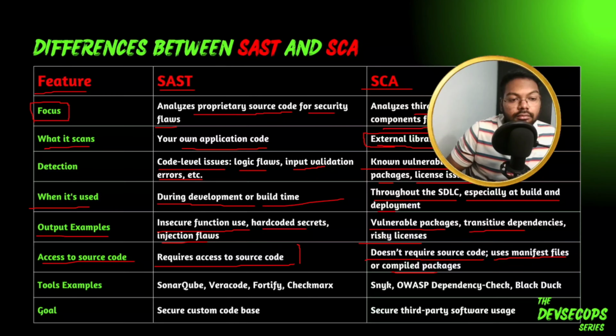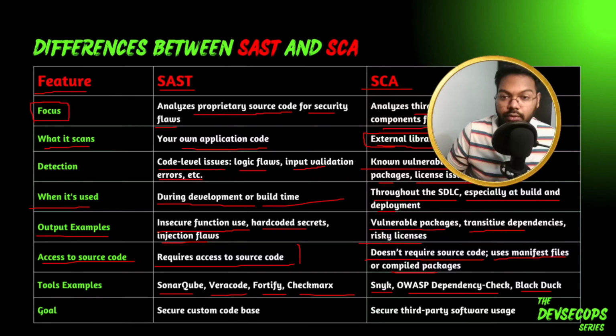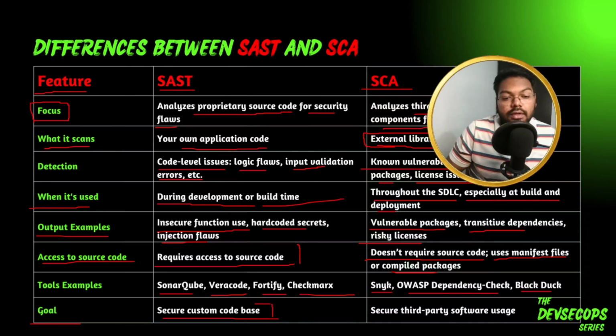Then what are the different tool examples? We will look at the tools as well. For SAST, we have seen SonarQube, Veracode, Fortify, and Checkmarx. Then for SCA, Snyk, OWASP Dependency-Check, Black Duck, and all of these different tools that we are going to see in the next slides as well. And what is the goal? Secure custom code base is the final goal of SAST. What is the goal here? For SCA, secure third party software usage.